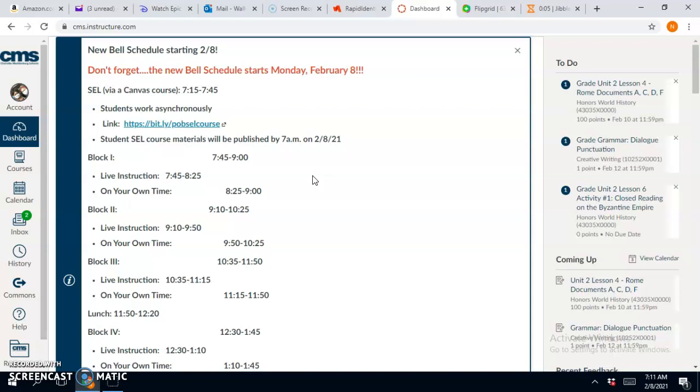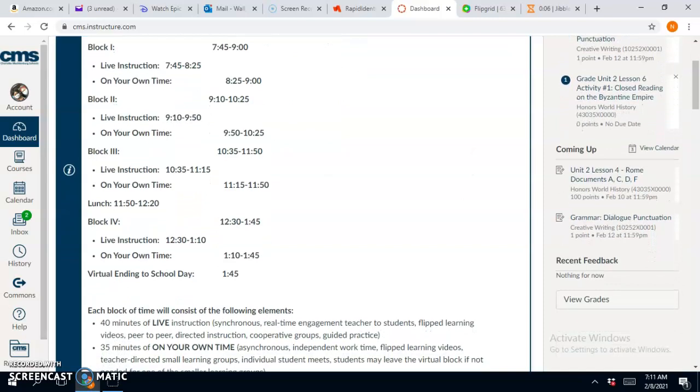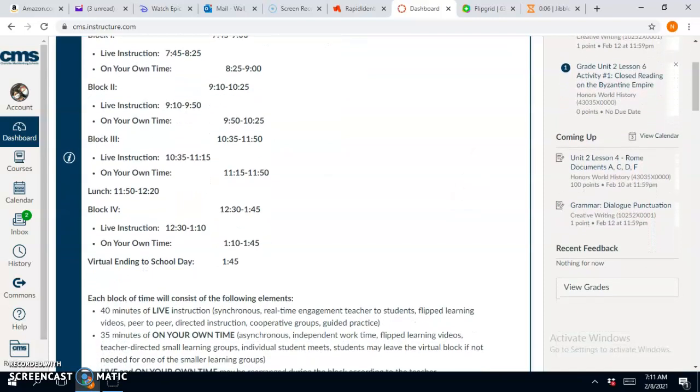So that's really what you need to pay attention to, because in Canvas it breaks it down. My classroom ambassadors will soon get to the habit of understanding the timing. They'll help me on time too, but for today I have it. So live instruction ends at 8:25 for first block, and then you work on your own.